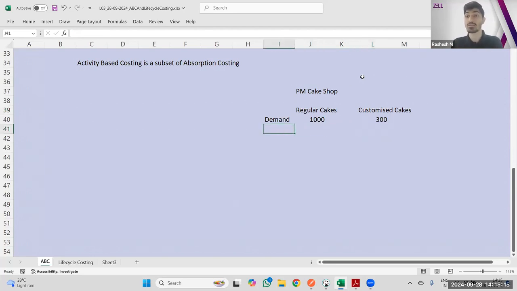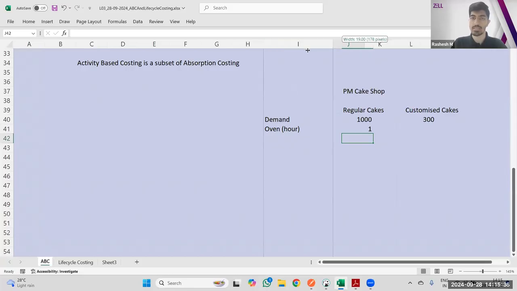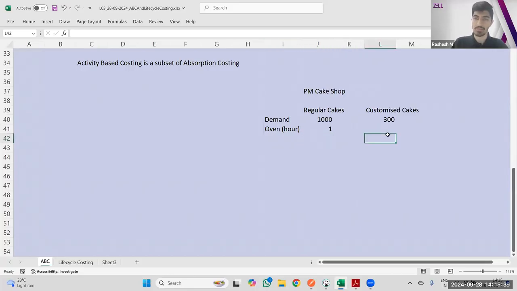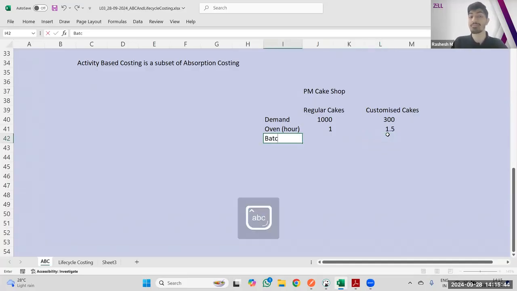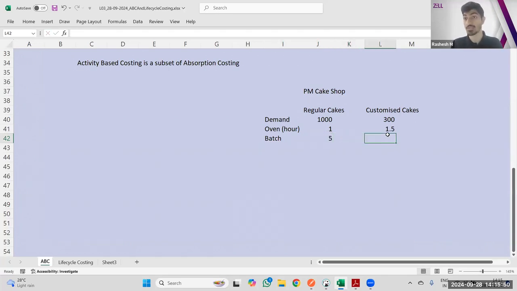Now, of course, regardless of whether it's a customized cake or a regular cake, whatever time it takes should be very similar. Let's say regular cakes take 1 hour and my customized cakes take 1.5 hours. On the other hand, another benefit with regular cakes is that I can make them in batches. So I can make regular cakes in batches of 5. Customized cake, of course, it's customized for a reason. I have to make them in batches of 1.